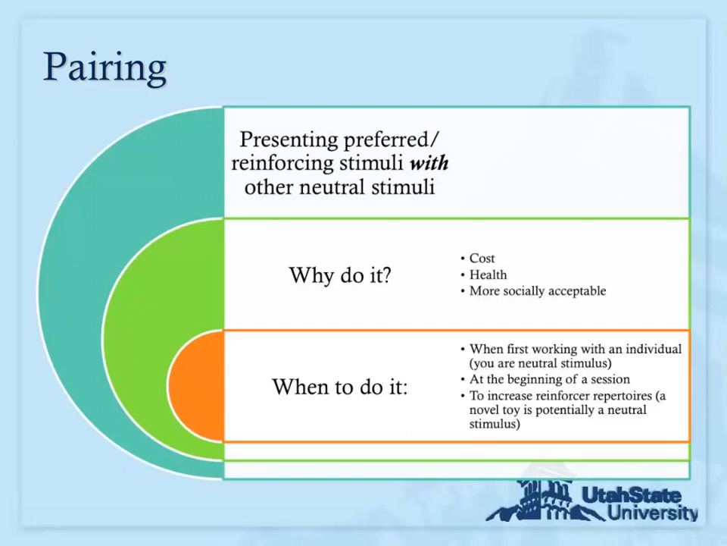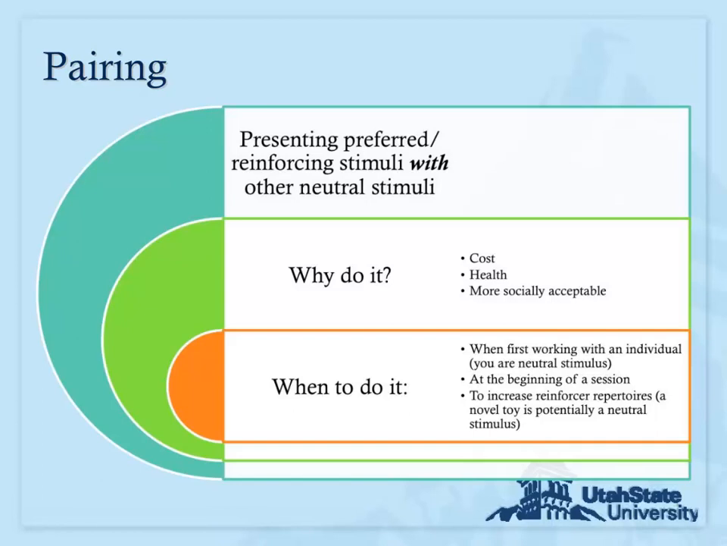There are a lot of reasons why we may want to use pairing. For example, if someone shows exclusive preference for edible items, we may want to work with the individual to make verbal praise reinforcing. This is important because if we rely only on one type of reinforcer, then there could be a high cost associated with it.